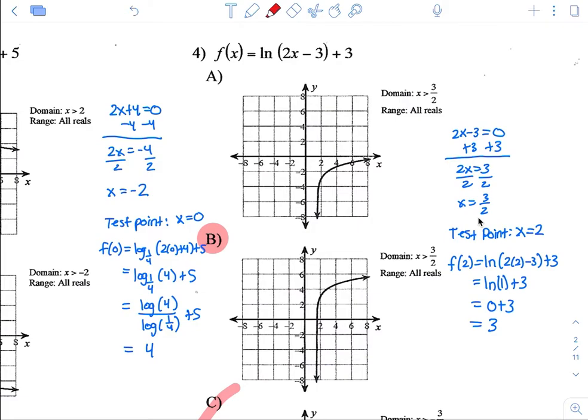So I decided to do a test point at x equals 2. Remember, you can always just do different test points if you want to. So plug in 2 to the equation. ln of 1 plus 3 is what I got. So ln of 1 is 0. 0 plus 3 is 3. So that means my coordinate should be at 2 comma 3. So 2 comma 3 between A and B. Not this one, because that looks like 3/2 comma whatever that point is. So the correct answer is B. 2 comma 3, that looks to be right there.